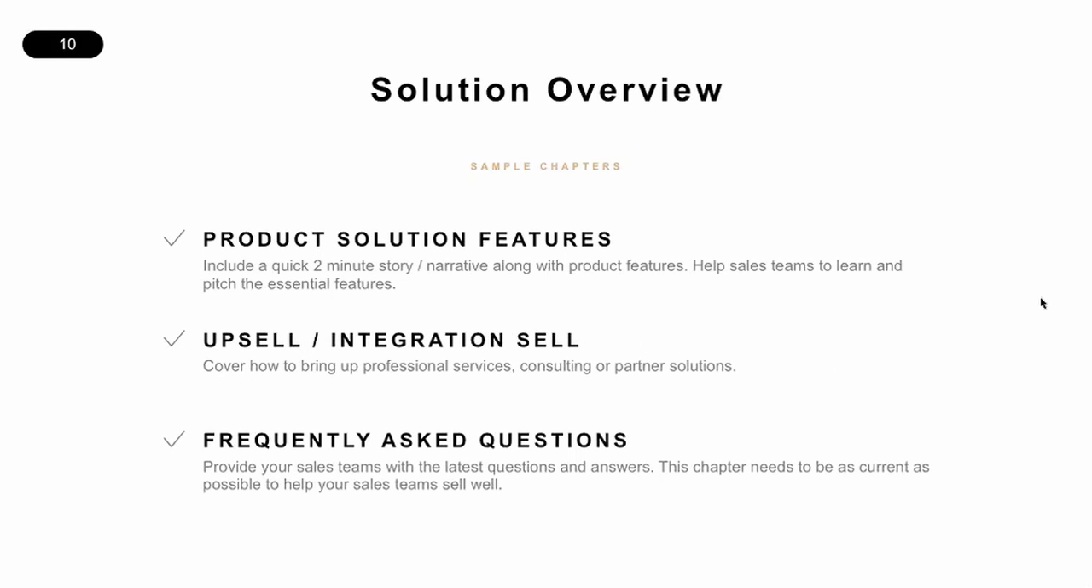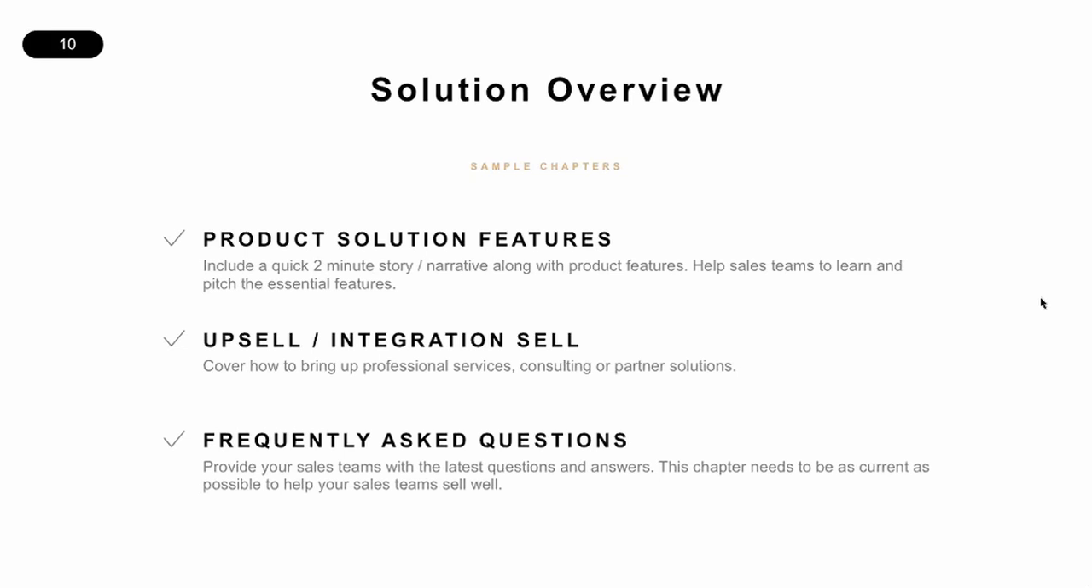With regards to the section which is a solution overview itself, there are 3 chapters that we recommend. There is the product solution features. Ideally, you should contain a quick 2-minute story or a narrative about your product features. You should have a high-level pitch, then you can have a little more detailed level pitch. But the key here is to help the sales folks instantly know what's a quick 2-minute story, because this, more often than not, is the most critical piece of any sales pitch, where they will use parts of this 2-minute story to actually nail some of their openings in the sales conversations.